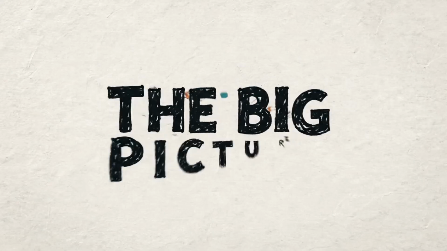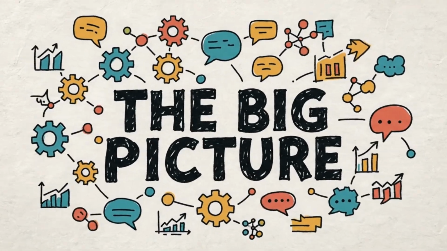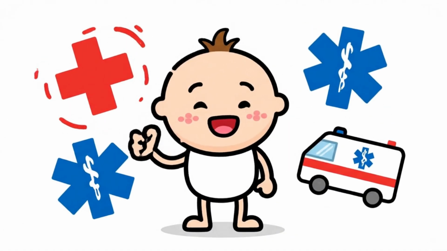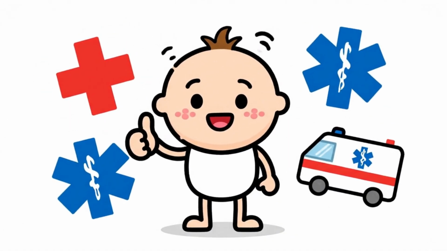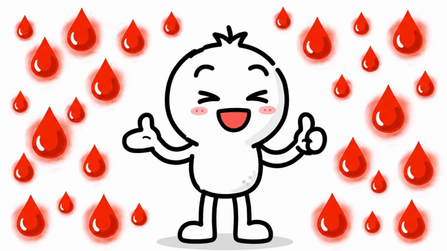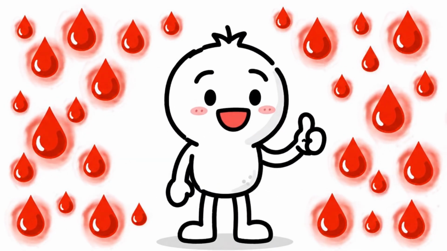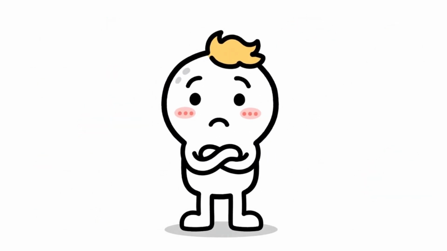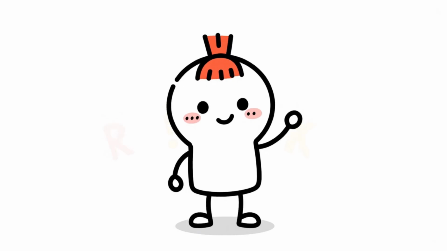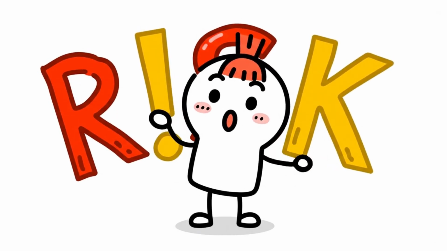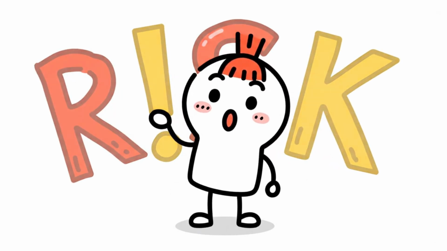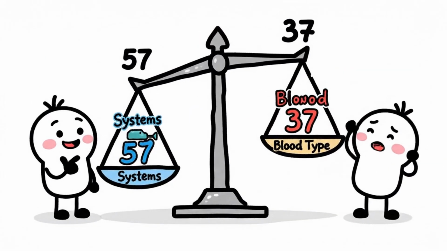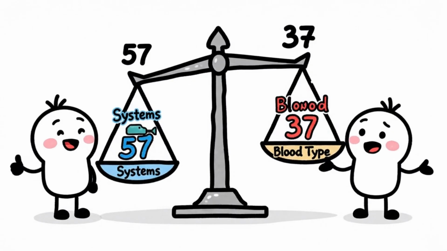The bigger picture is this. Blood types matter in medical emergencies, transfusions, pregnancy care, and certain immune interactions. They do not define your health destiny. They do not determine what foods you tolerate best. They do not explain why one diet worked for someone else and not for you. Real health understanding comes from understanding systems, hormones, stress, sleep, inflammation, nutrition, nervous system regulation. Blood type is part of the biological story, but it is never the whole story.